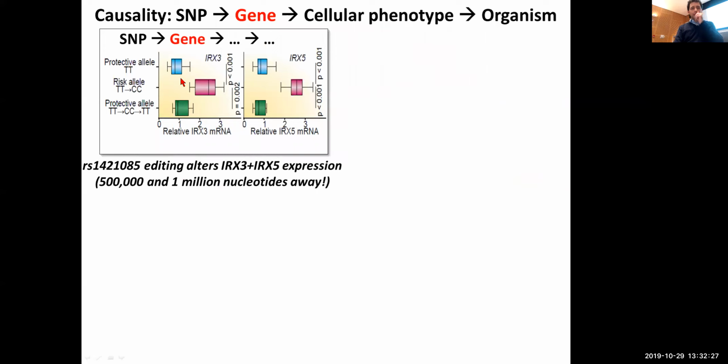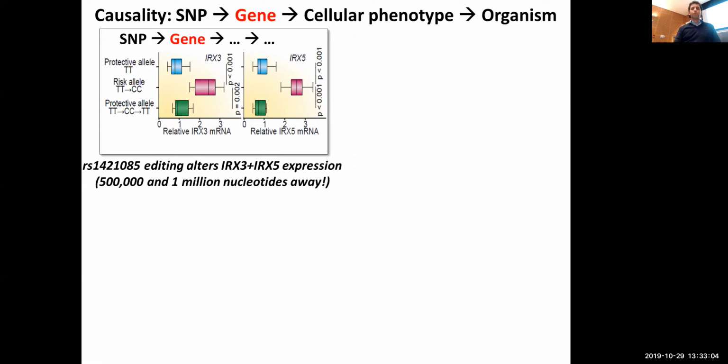And if you look at the expression of IRX3 and IRX5, you can basically ask, what is the expression when individuals have the protective allele? And if I use CRISPR-Cas9 genome editing to change this T into a C, what is the expression? And what you can see is a twofold change in expression using that intervention. Everybody with me so far? So that basically says causality. We're done. Basically, we changed that SNP and we saw the expression of those genes change in an experimental assay.